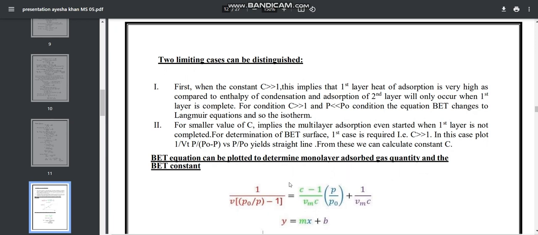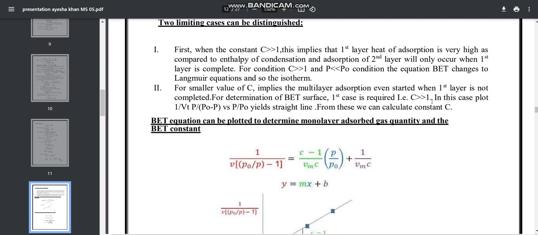The next is limiting cases that can be distinguished. The first case is when constant C is greater than 1. This means the first layer heat of adsorption is very high as compared to the enthalpy of condensation. And for this condition, P is smaller than P naught. The BET equation changes to Langmuir equation, and so does the isotherm. The second case is when C is less than 1. In this case, it means the first layer is not completed when multilayer adsorption has started.